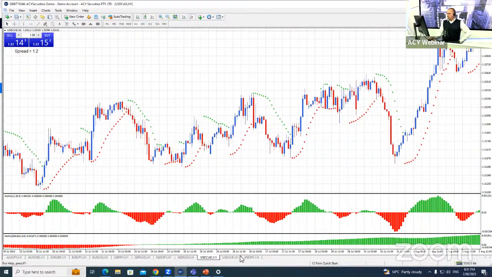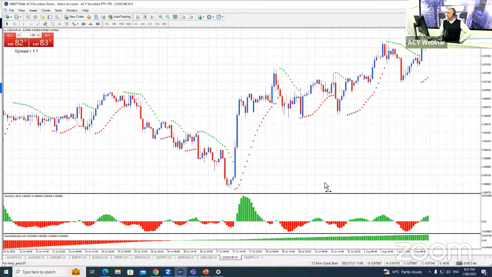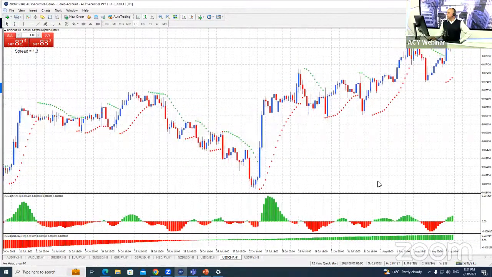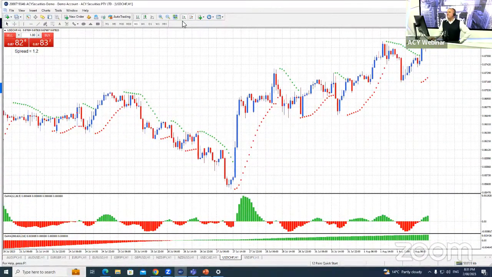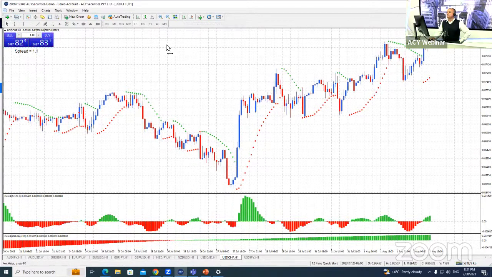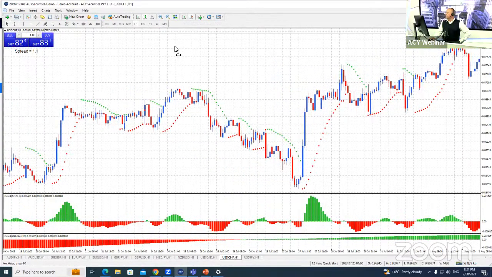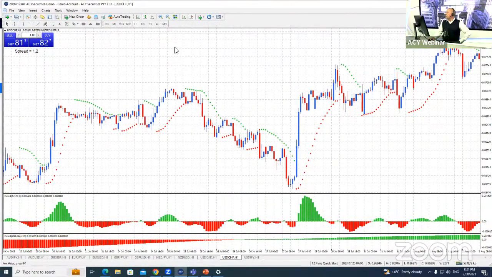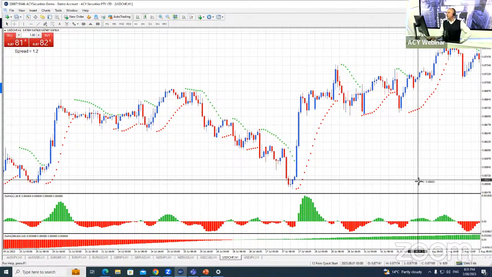Okay, here it is here. So this is the dollar franc. Okay, so we see here the daily and suddenly it's gone from red because it was pulling back to green. Okay, so we're starting to get a match between the daily and the hourly trend.